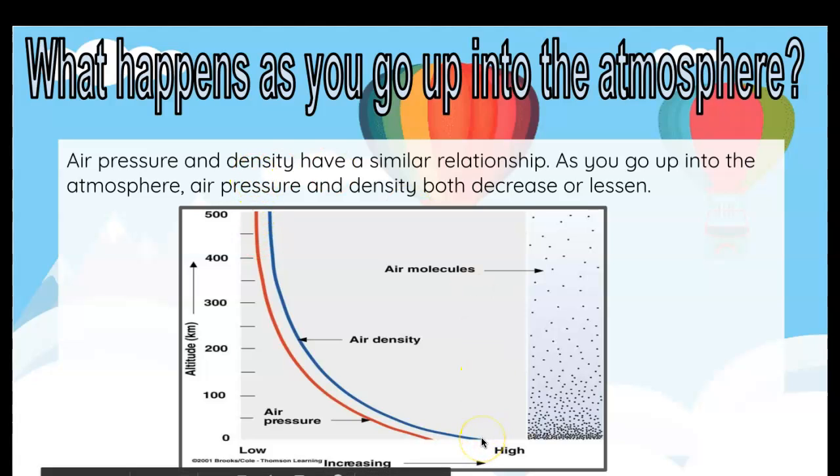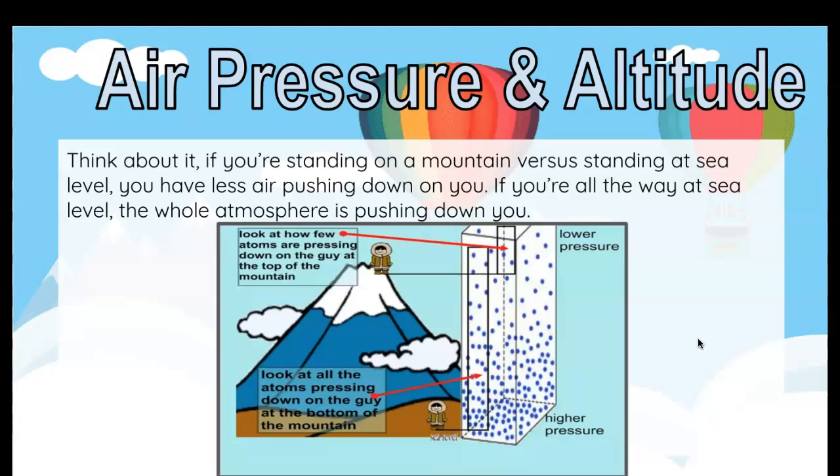The same thing you're seeing here with density. There's a lot of density down here at the very bottom at the surface where we live, but as you go up in the atmosphere and your altitude is increasing, your density right here is now getting closer to being low, so it's lessening as you go up in the atmosphere. So let's talk about why that happens. First, we're going to start with air pressure.